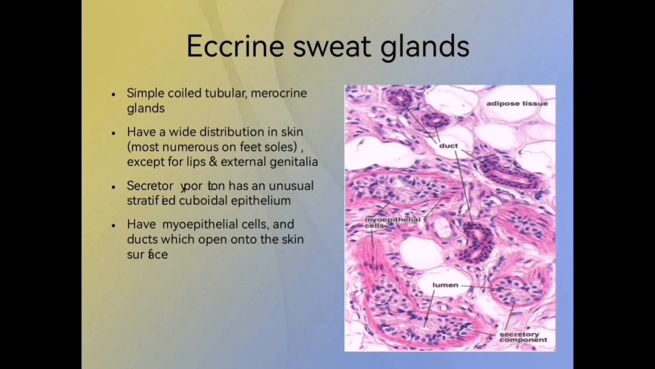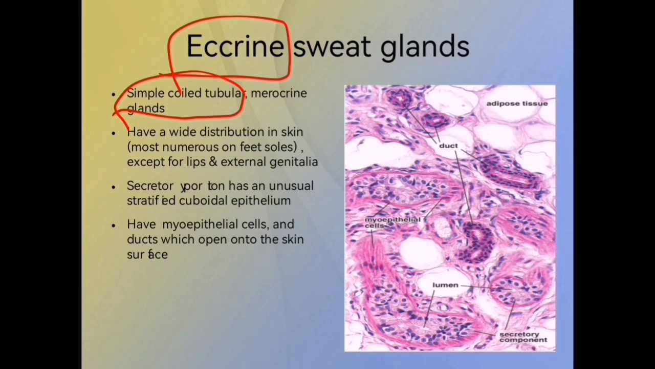Now let's look at eccrine sweat glands. The term eccrine can sometimes be called merocrine. These are glands which secrete by means of exocytosis. Note that sweat glands in the skin are all simple coiled tubular glands.